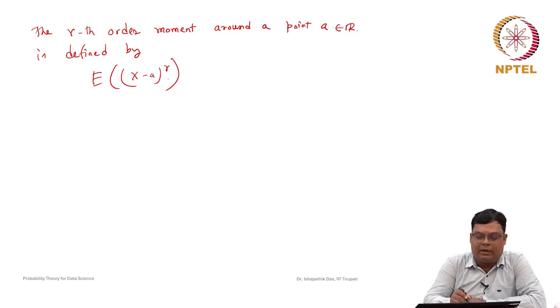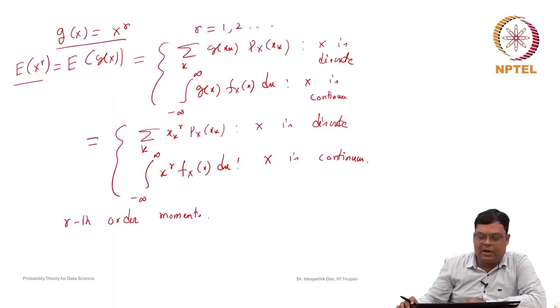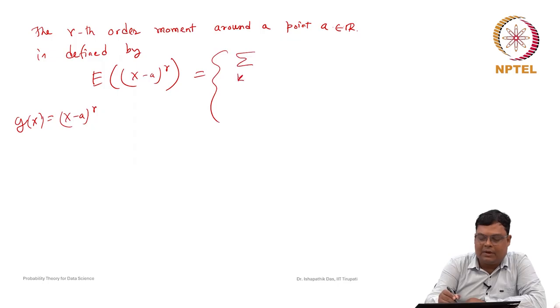What will be the formula? If you take g(x) equal to (x minus a) whole to the power r, we know the general definition: the expected value of g(X) is the summation over k of g(x_k) p_X(x_k). So g(x_k) will be (x_k minus a) whole to the power r times p_X(x_k), whenever X is discrete.